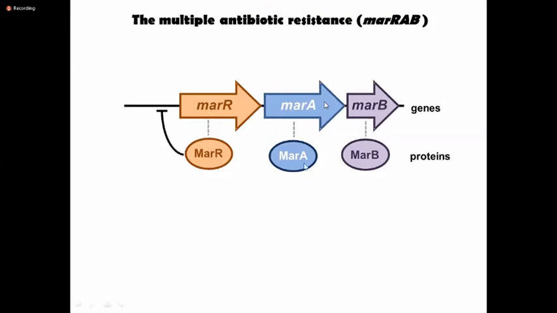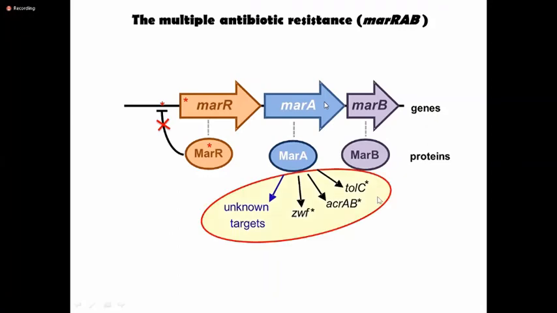And because of that, MAR-A and MAR-B are not produced. So we often get bacteria that evolve multiple antibiotic resistance. They would have done so by getting a mutation in the MAR-R gene or the MAR binding site. Because of that, the repression gets relieved, and hence MAR-A and MAR-B are produced. Once MAR-A is produced, it upregulates the expression of certain genes like TOL-C, ACRAB, ZWF, but there are many unknown targets. Together, these all give you multiple antibiotic resistance.